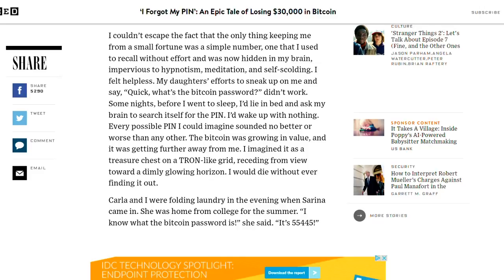Yes. The Bitcoin was growing in value, and it was getting further away from me. I imagined it as a treasure chest on a Tron-like grid, receding from view toward a dimly glowing horizon. I would die without ever finding it out. So, going to scroll down again. I'm scrolling down a lot.